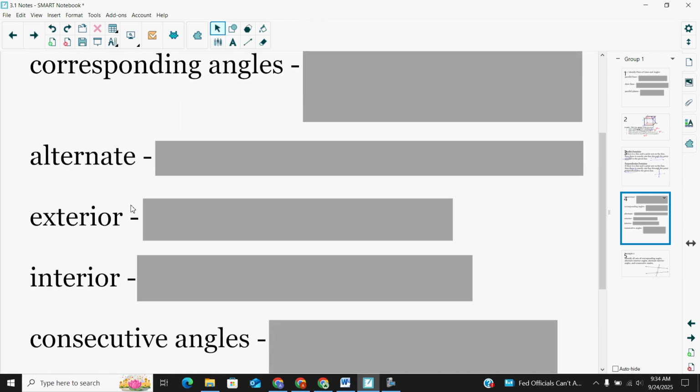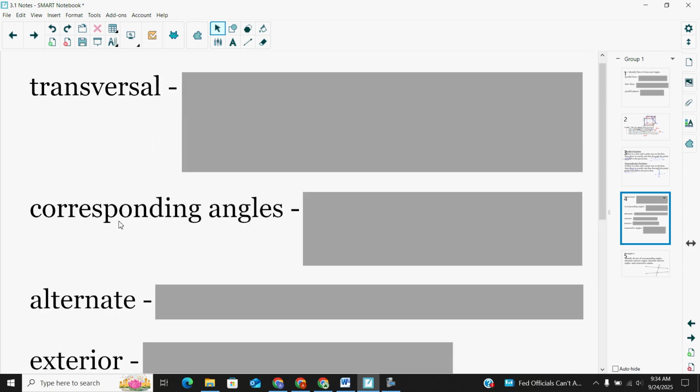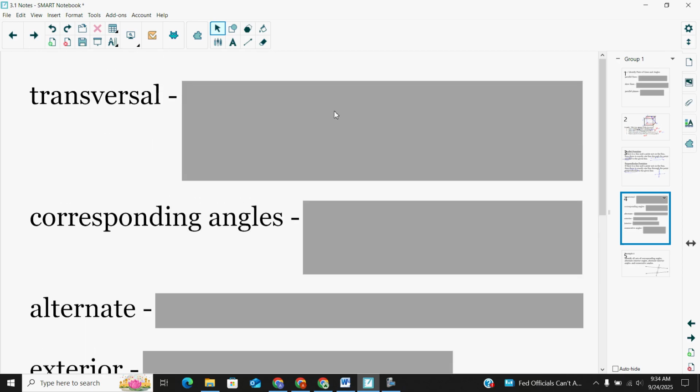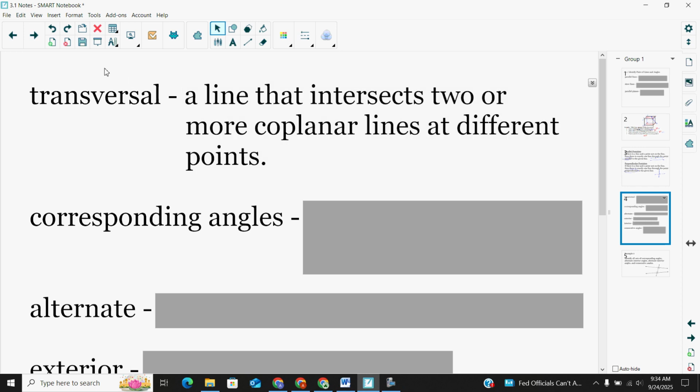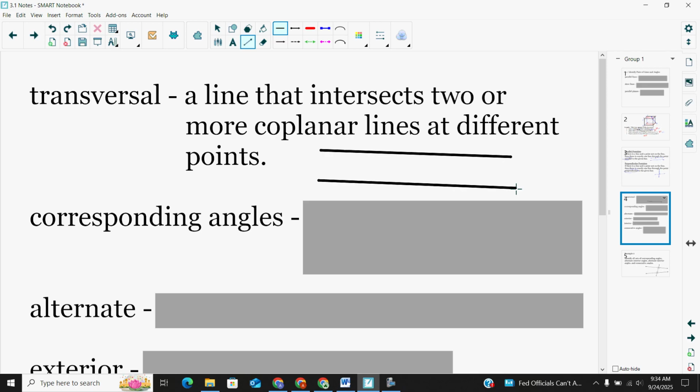Lots more definitions. Look at all of them. The first one is a transversal. We will be working with transversals a lot, especially here in chapter 3. A transversal is a line that intersects two or more coplanar lines at different points. So I've got two lines. They could be parallel. They don't have to be. I'm going to draw them parallel here. There's my two lines. A transversal intersects both those lines at different points.